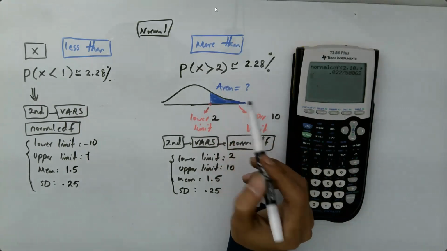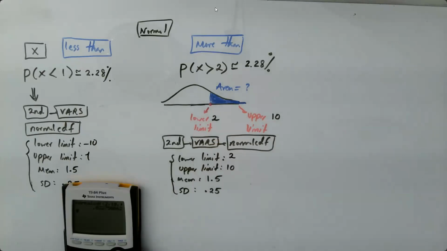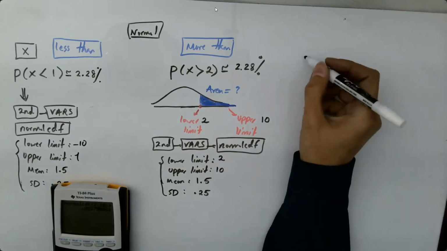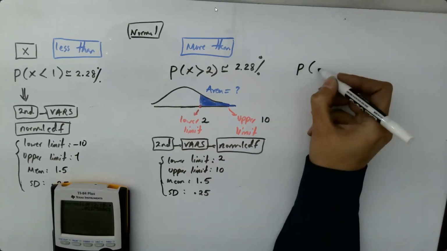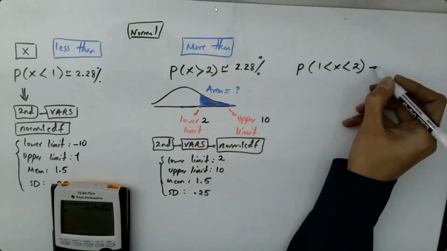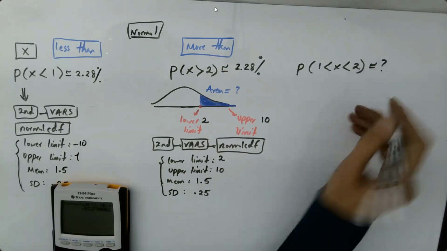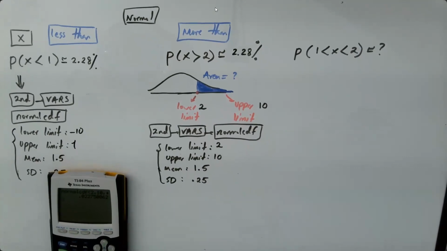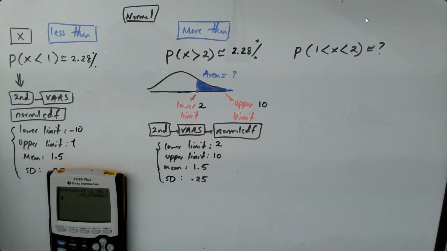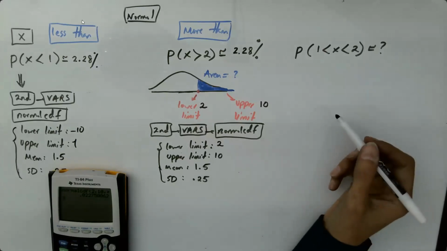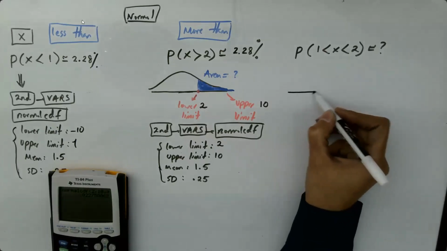Another question. What is the probability that they keep their phone between 1 to 2 years? How do we calculate the probability in between 2 numbers? Thank you, Juliet. Very good. So what do we have here? Thank you, Beth. It says in between.